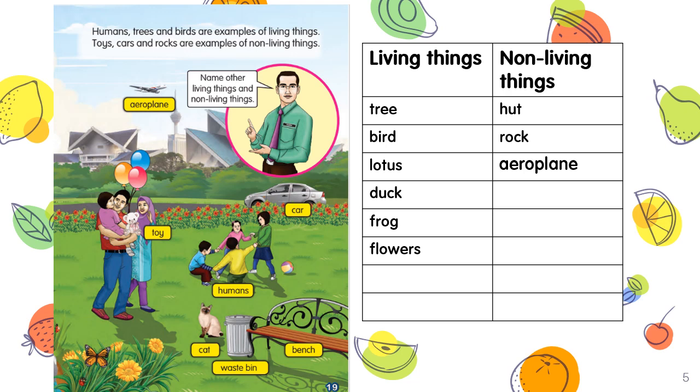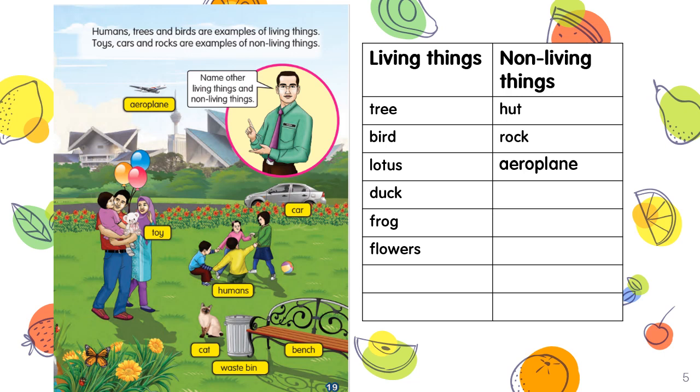Aeroplane is a non-living thing. Look. Aeroplane is non-living things. Now let's take a look at the next one. Toy. Is it living things or non-living things? Adakah dia benda hidup atau benda bukan hidup?